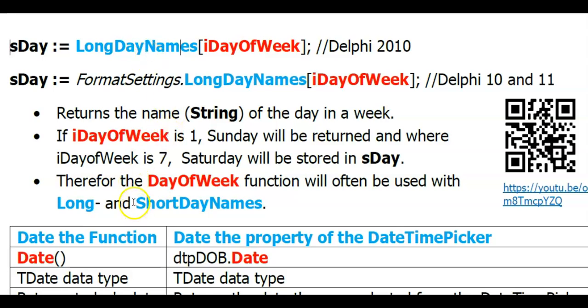There is also ShortDayNames that can be used in the same way as LongDayNames. The only difference is that it gives you the abbreviation of the day of the week. So, for example, Monday will just be Mon.